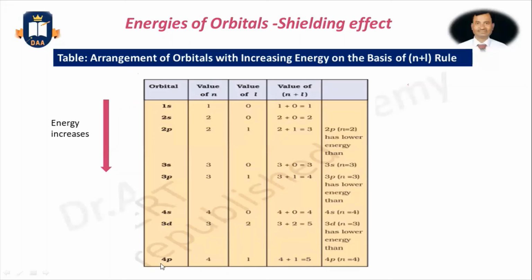Now if you consider 4p, the n value is 4, and for p the l value is 1. So here also n plus l is 4 plus 1, which is 5. In both cases n plus l is 5, but for 3d the principal quantum number is 3. So definitely, as per the rule, 3d has less energy than 4p.